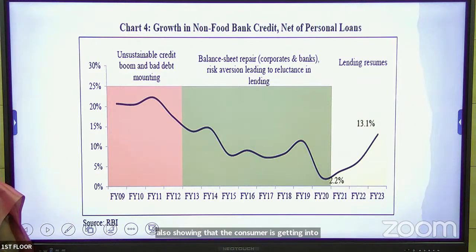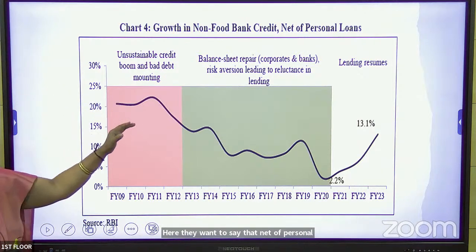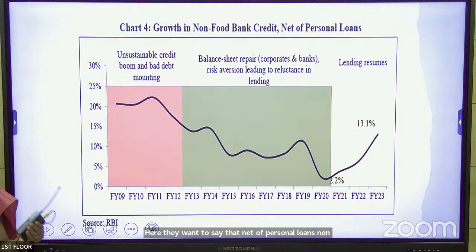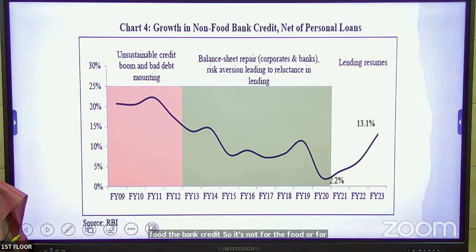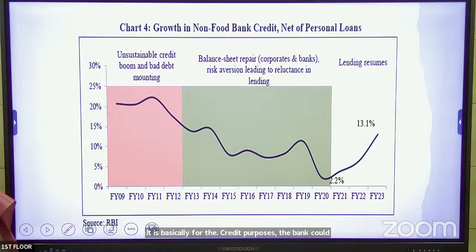This slide is again showing very precisely how much loans are being given for the investment purposes. If you get into the bank, you can have a personal loan, you can have an education loan, you can have an agricultural loan, you can have a home loan. There are varieties of loans which they give. Here they want to say that net of personal loans, non-food bank credit. So it's not for the food or for the personal things. It is basically for the credit purposes. The bank credit is being given focusing upon the investment, which is what they want to narrow down.